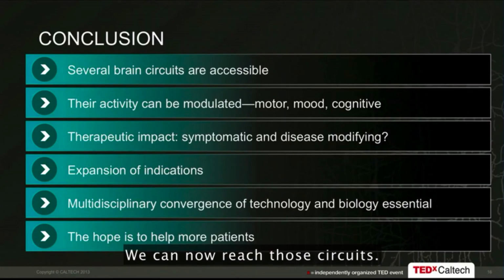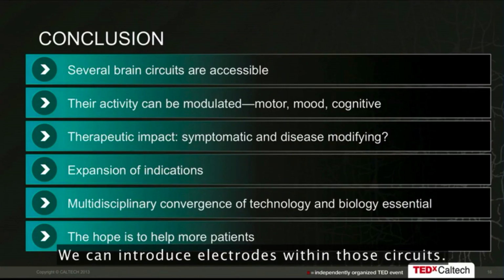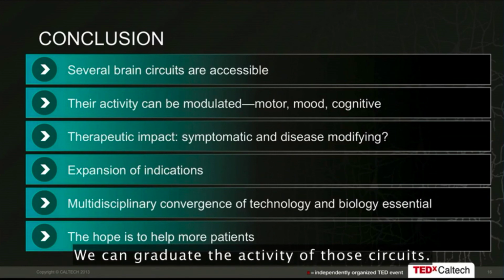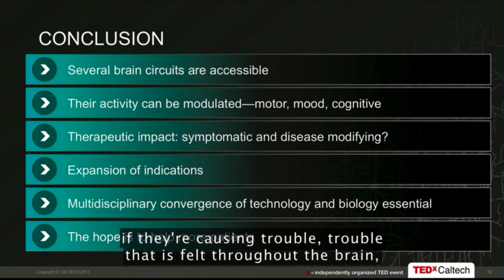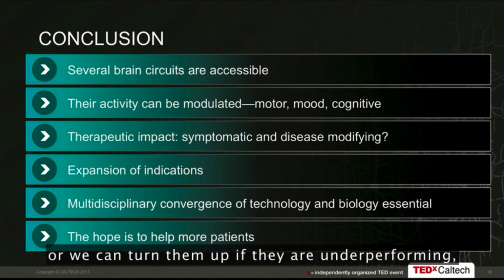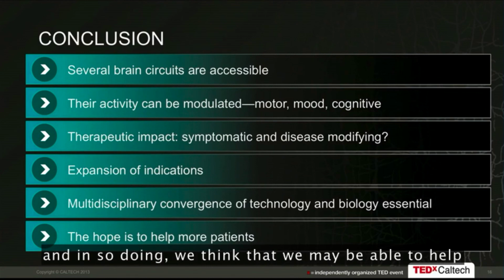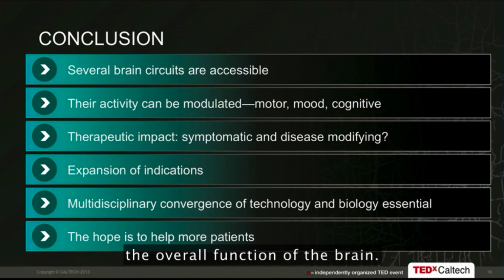We can now reach those circuits. We can introduce electrodes within those circuits. We can graduate the activity of those circuits. We can turn them down if they are overactive, if they're causing trouble that is felt throughout the brain, or we can turn them up if they are underperforming. And in so doing, we think that we may be able to help the overall function of the brain.